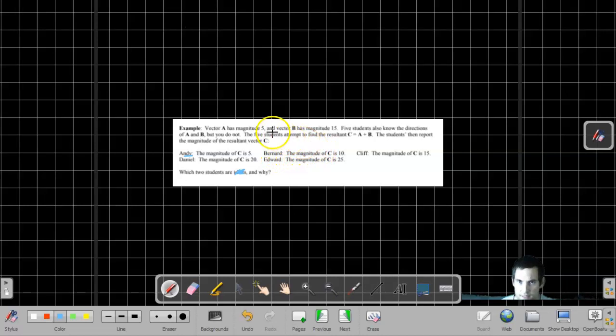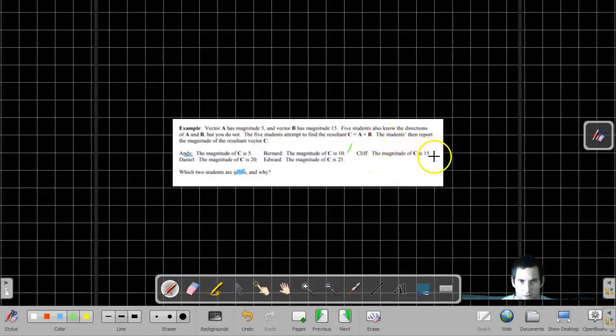Bernard, magnitude of C is 10. How do we get 5 plus 15 to equal 10? Well, if vector A goes in this direction, a length of 5, and vector B, tip to tail, goes 5, 10, in this direction, vector B is 15 in this direction. So that would leave the remaining length, this extra piece right here, the resultant, to be 10. So Bernard, that's reasonable. If you know the direction is exactly opposite, that seems reasonable.